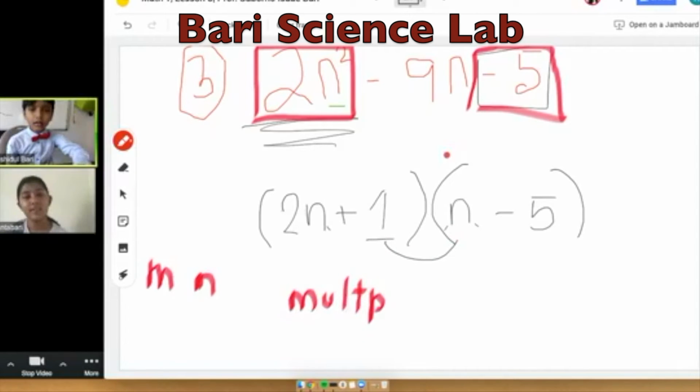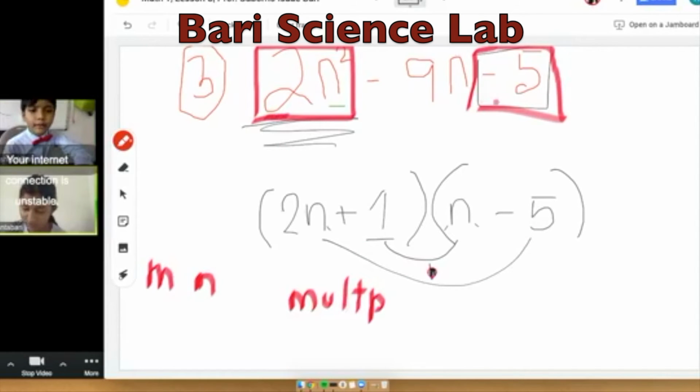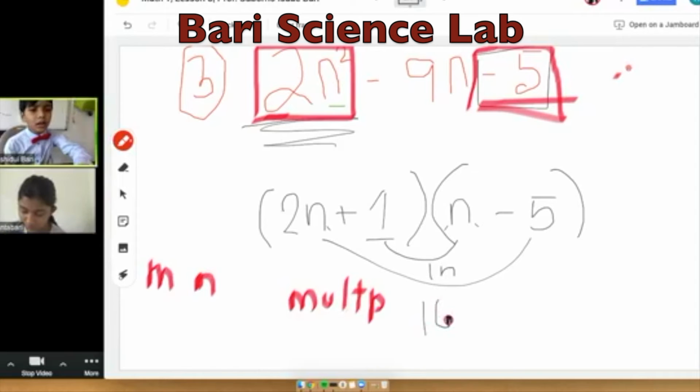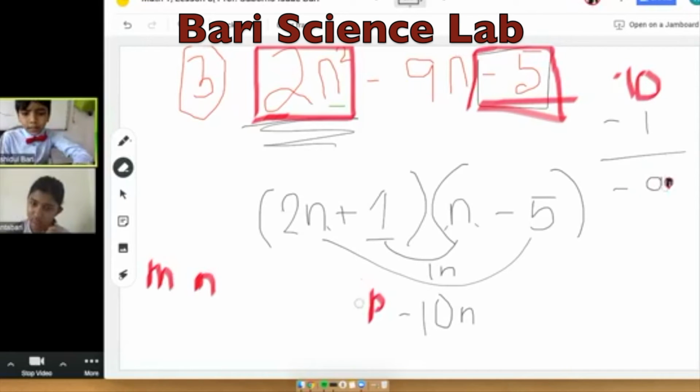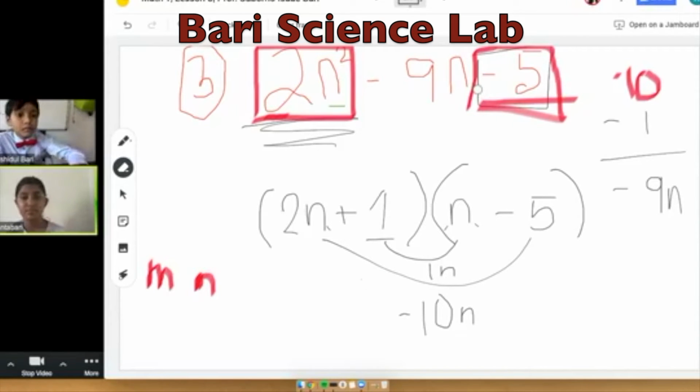You multiply 2 by the negative 5, and then you find the factors of the resultant number. Do you subtract negative 10 minus 1? Wait, no. You have to find the factors of 10 that satisfy the sum, like what you were saying in the previous one. So the answer is minus 9n, right?